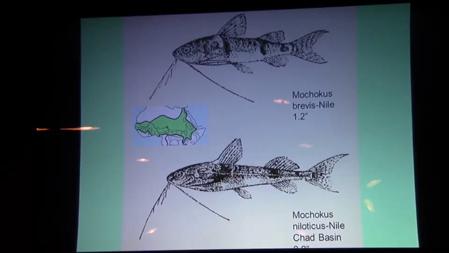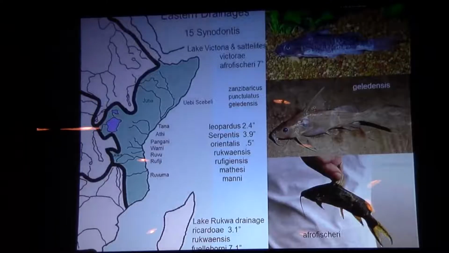They're pretty small. Well, they said it was Brevis. I don't know if it was. I think they imported it. Okay, going to the eastern drainages.